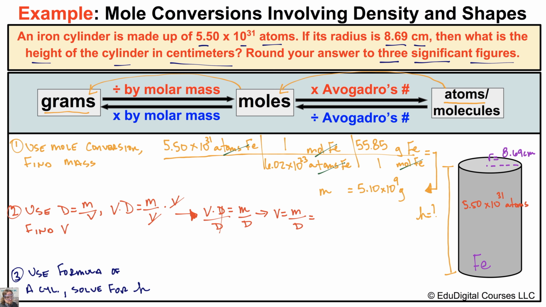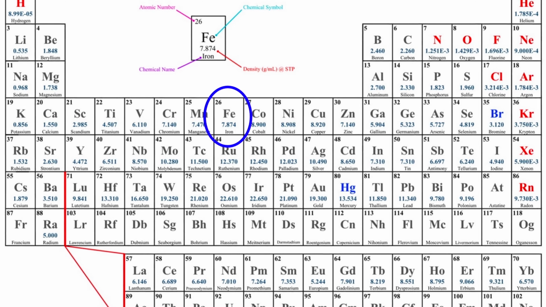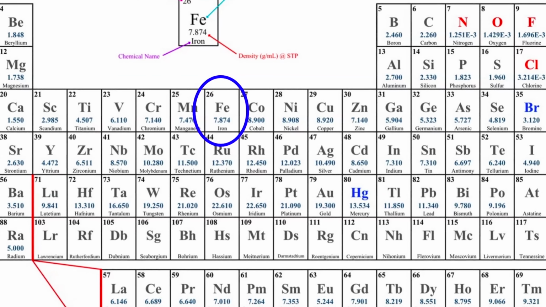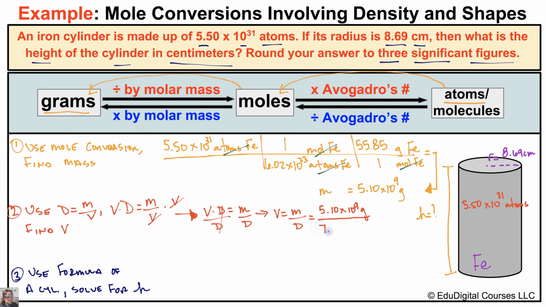So what is the mass? The mass we just figured out. It's right here. It's 5.10 times 10 to the 9th grams. And what is the density of iron? Well, if we take a look at a density table like the one that just popped up in front of us, we can see that the density of iron is 7.874 grams per cubic centimeter. This unit's going to cancel with this unit.